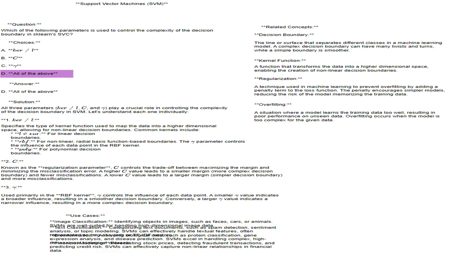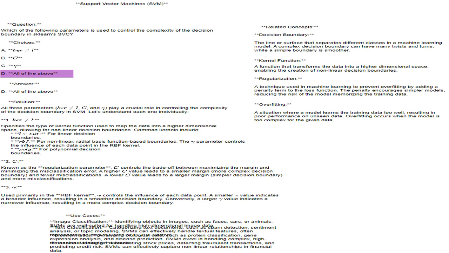The decision boundary is the line or surface that separates different classes in a machine learning model. A complex decision boundary can have many twists and turns, while a simple boundary is smoother. In a binary classification problem, the decision boundary separates the positive class from the negative class. For example, in a spam detection model, the decision boundary divides emails into spam and non-spam categories.